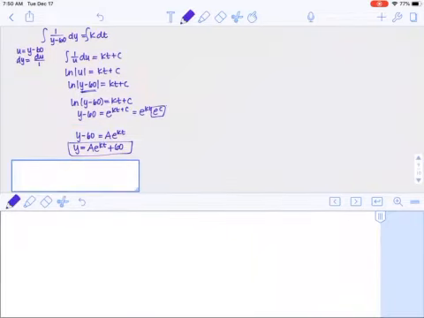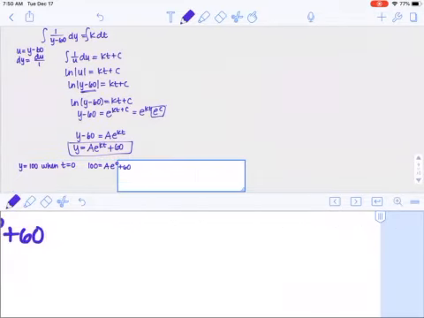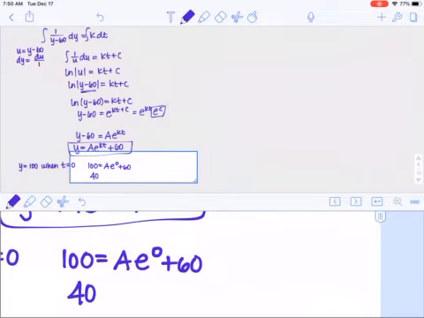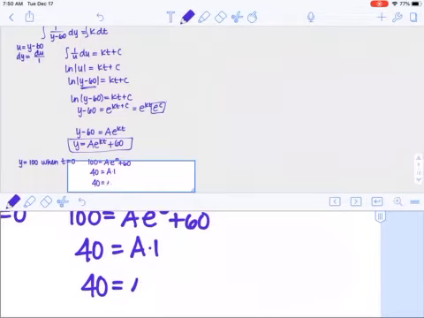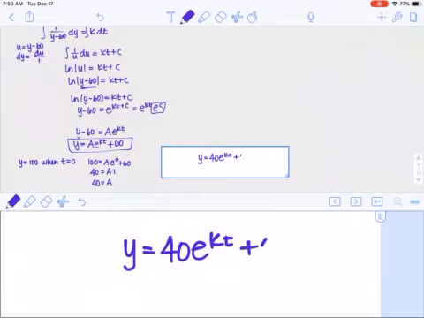One of the things I know from above, if you read closely, it says y equals 100 when t equals 0. So I'm going to solve for as much of this as I can. 100 equals a e to the 0 plus 60, which means 40 equals a times 1, so 40 must be my a value. As part of my general solution, I have y equals 40 e to the kt plus 60.